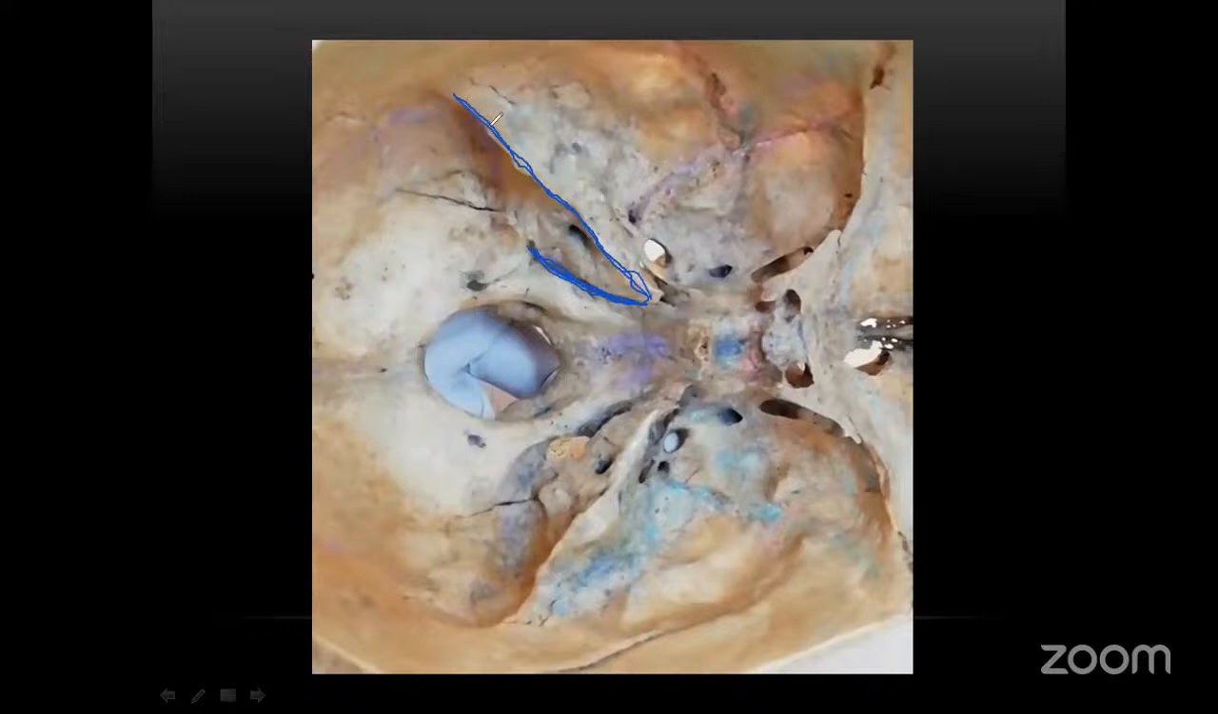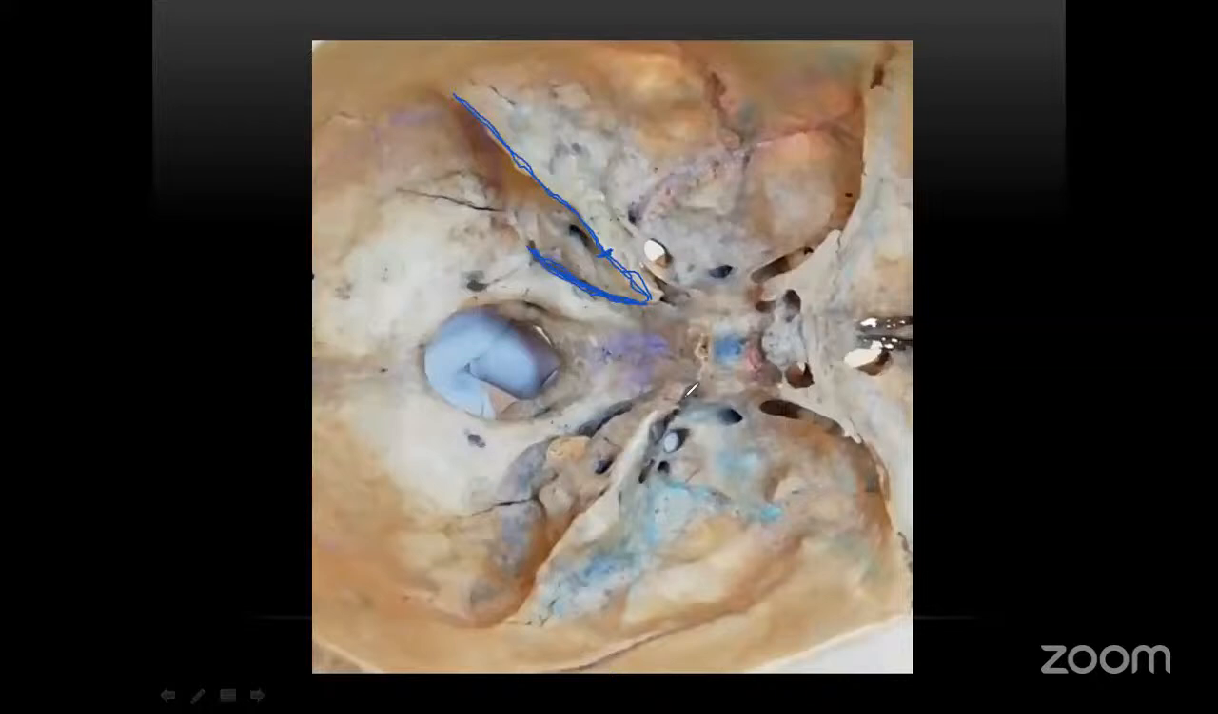And second attachment of the superior border is of the tentorium cerebelli. Tentorium cerebelli is attached here till here, and it then makes the notch. This will be the free area till here. They will form the attached part of the tentorium cerebelli. So this is the superior border, this is the posterior border.